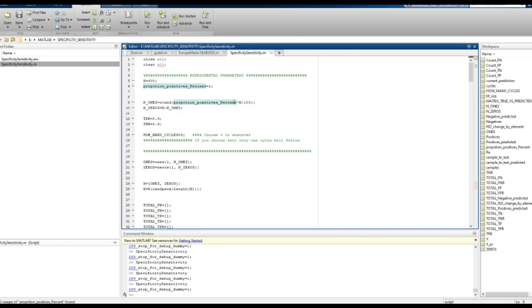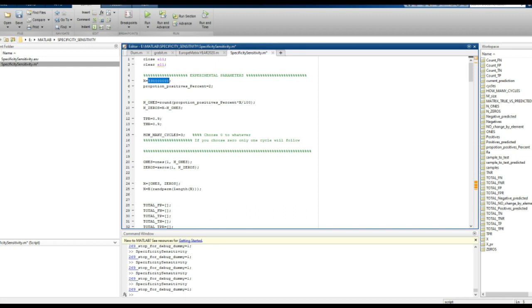So what we need to know only is x. X is the population. Let's see, for example, 400. If we wanted to work with the population of the United States, we put 330 million. And then the proportion positives in percentage. That would mean how many we think are positive. For example, if we think nobody has the condition, we put a 0. If we think that 1% of people have the condition, we put a 1. If we think that 2% have it, we put a 2.